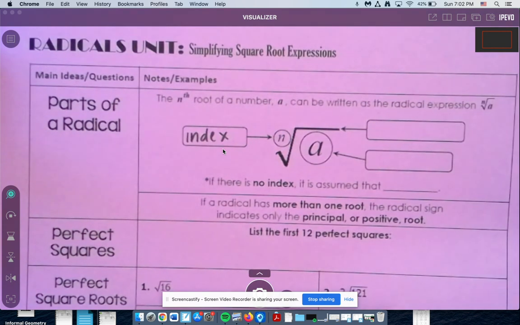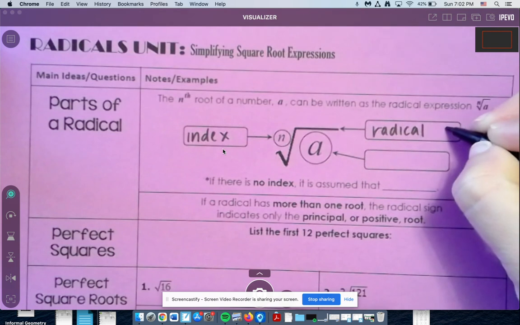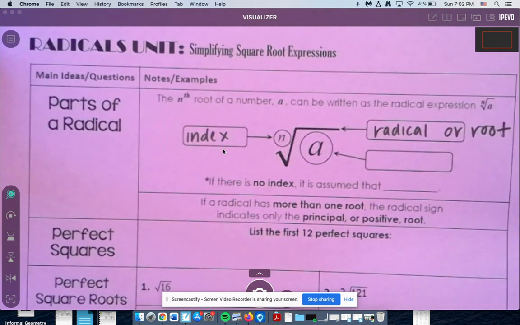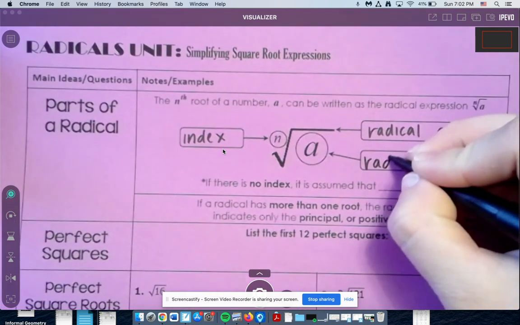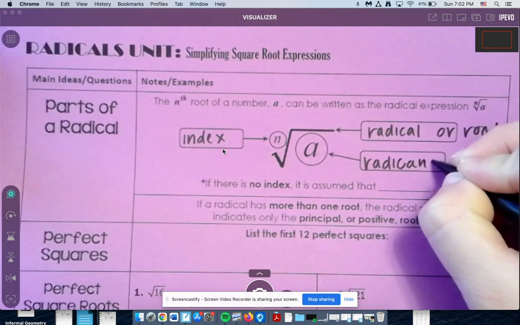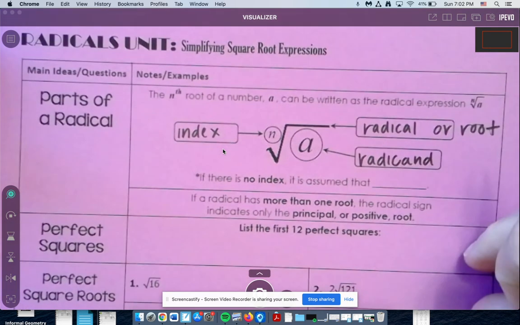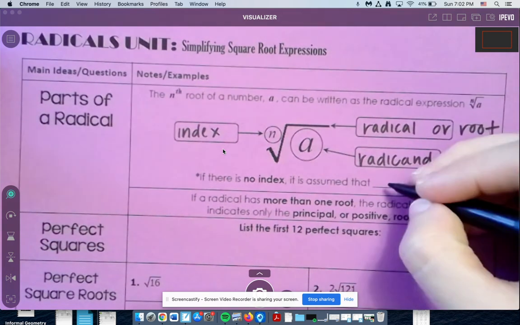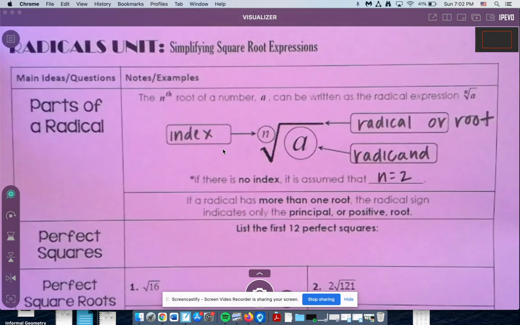Okay. The big check mark, that square root, we call that the radical, or you could call it a root. Radical or root. And then the number that's under the radical, we call the radicand. The radicand. What you're probably used to seeing is there's never a number where your index is. So if there's not a number there, we assume that it's a 2. So that means we're taking the square root of that number. And that's something you guys have seen and done before.